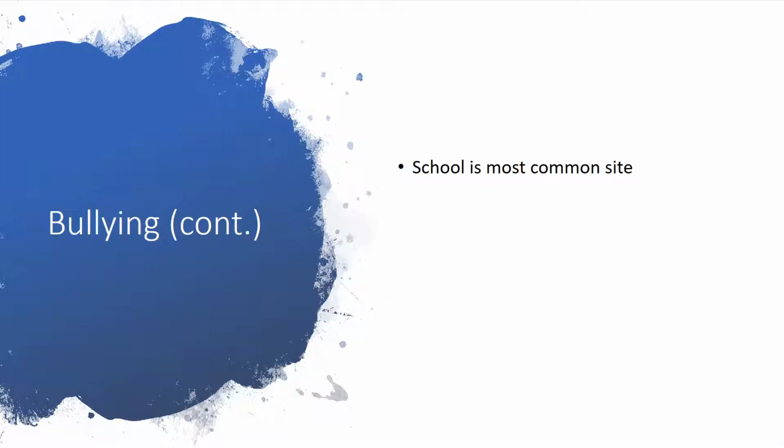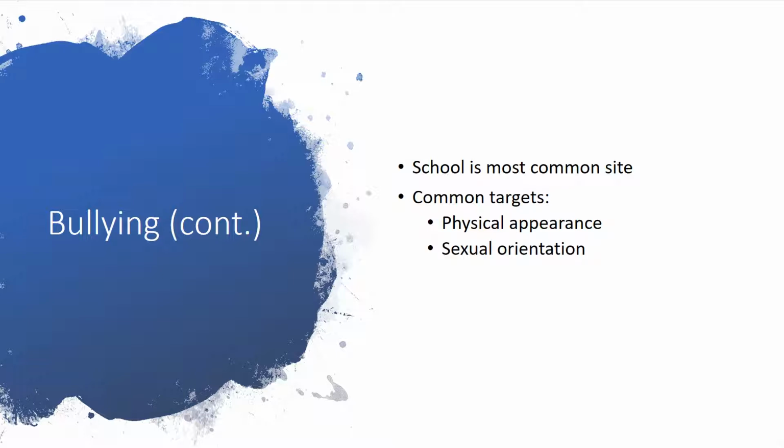School is the most common site of bullying. It's where it commonly occurs because that's where you're going to get groups of kids in one spot. Common targets of bullying, so not necessarily common people, but just things that people are more likely to bully about, include physical appearance, so how you dress, what your hair looks like, maybe if you have a different skin tone, things of that nature, and sexual orientation.